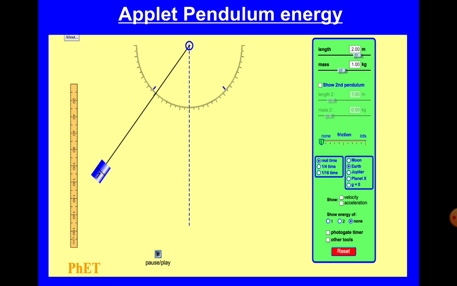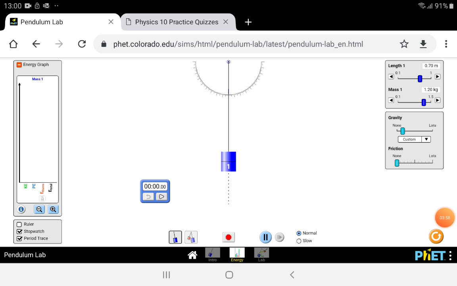Let's look at this example of the applet and how it actually changes. We will look again at this pendulum and see how the different types of energy relate. We have the kinetic energy, the potential energy, and the total energy. We're not talking about thermal energy because I'm not going to put in any friction. And I let it go.